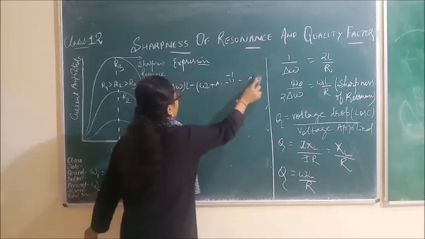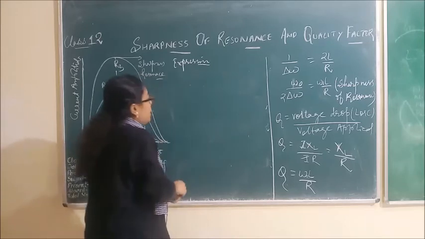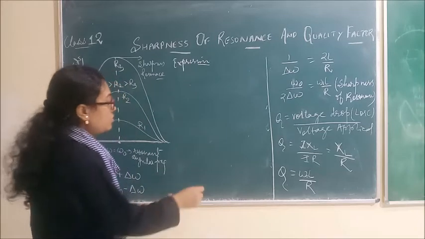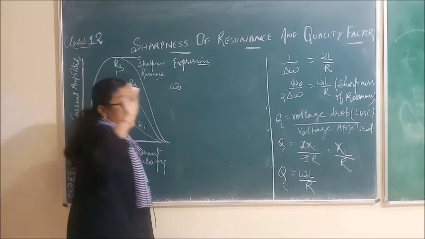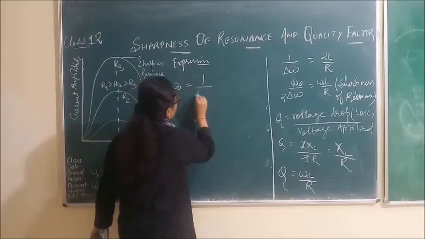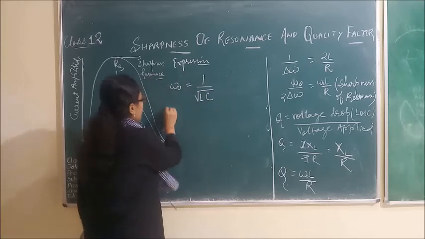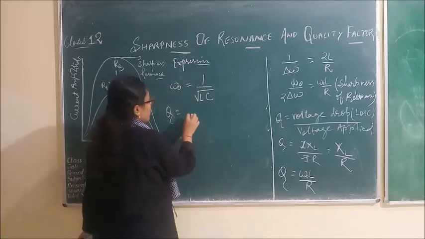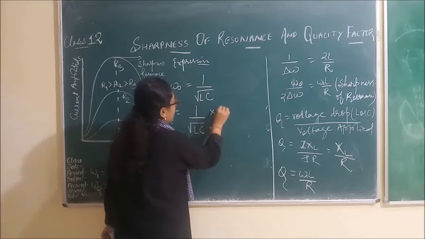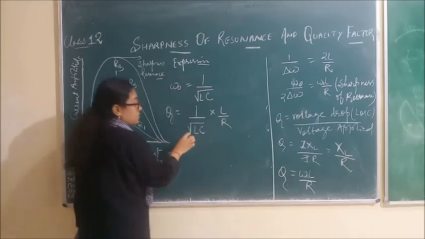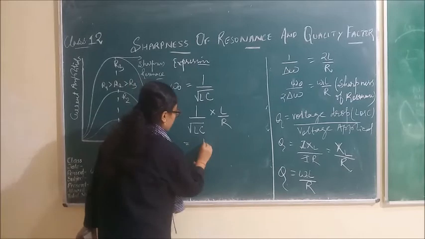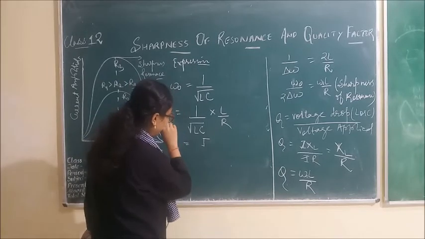Now, you know this value of omega naught. You know the value of omega naught we discussed in the previous derivation. That is equals to 1 upon root over LC. Now I am going to put it in the value. Omega naught की value कितनी हो जाएगी, 1 upon root over LC, and this will be L by R. You know this is root L. Root L will cancel out with L. So this will be root L.